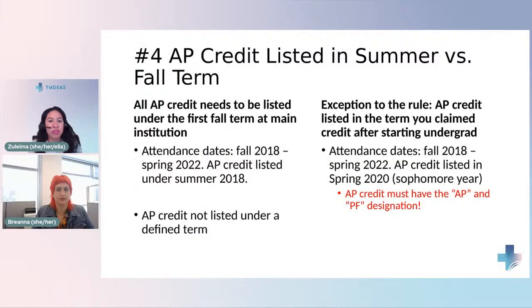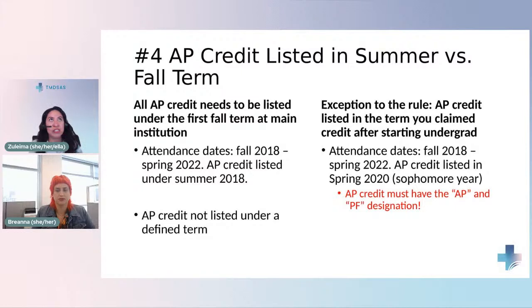All right, and moving on to the next scenario that we have, AP credit is listed under the summer term when I started in the fall term. So rule of thumb is all AP credit needs to be listed under the first fall term at your main institution. So as you saw at Tech, I attended from fall 18 to spring 2022. My AP credit needs to be listed, even if my AP credit was listed under summer 2018, I need to list it under the fall 2018 term because that's the first term that I started Texas Tech.